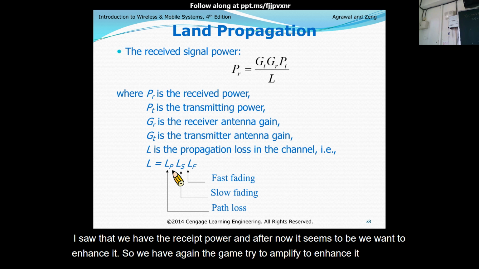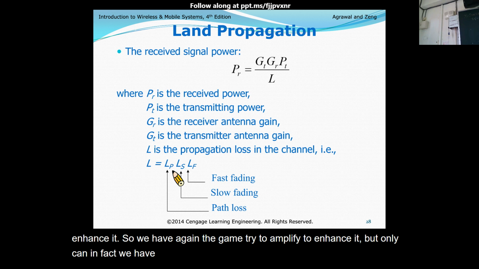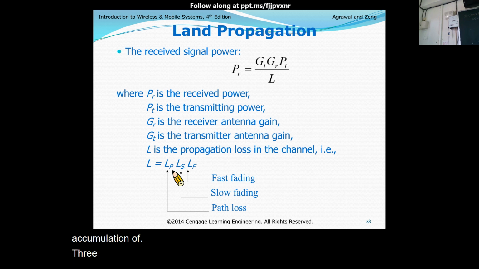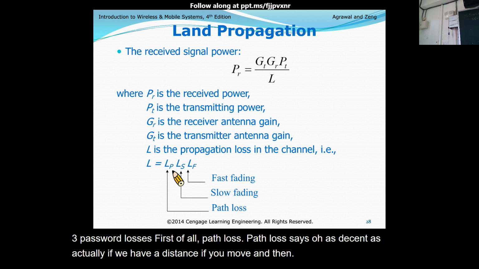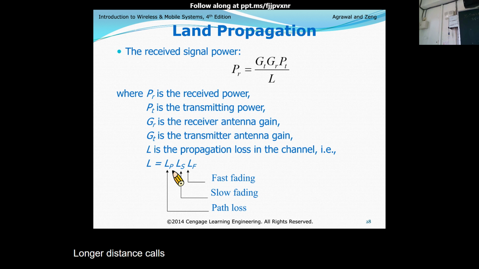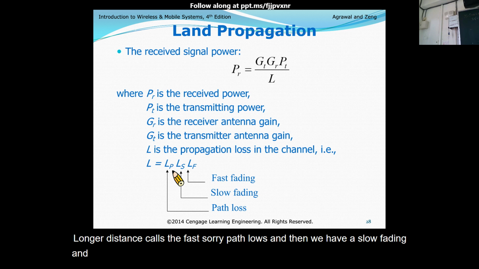In fact, we have a loss. So actually, we have L. At L here, we have the accumulation of 3 possible losses. First of all, path loss. Path loss says, as distance, if we move to a longer distance, it causes the path loss. And then we have slow fading and fast fading. These cause loss as well. So we have 3 different terms.